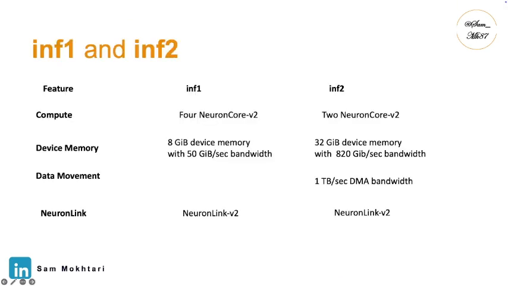So now let's also quickly compare the key features of those two types of instances based on Inferentia version 1 and Inferentia version 2. Inferentia version 1 includes 4 NeuronCores, while Inferentia version 2 includes 2 NeuronCores. In terms of device memory, Inferentia 2 has 32 gigabyte with 820 gigabyte per second bandwidth, while Inferentia version 1 includes 8 gigabyte device memory with 50 gigabyte per second bandwidth. Also, in terms of Neuron Link, as you can see, they both leverage Neuron Link version 2.